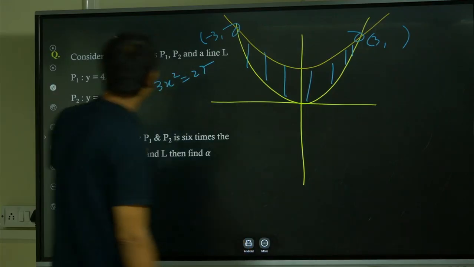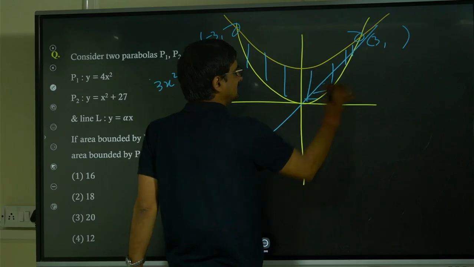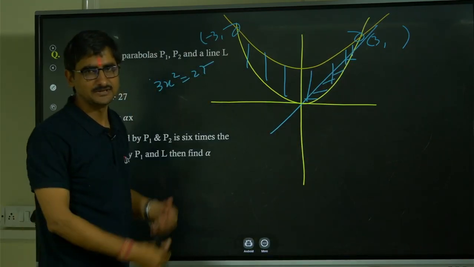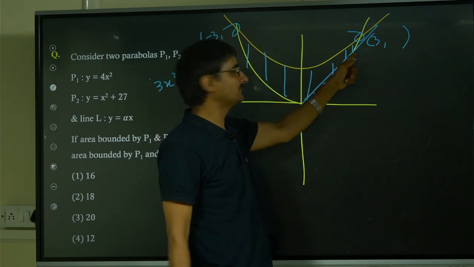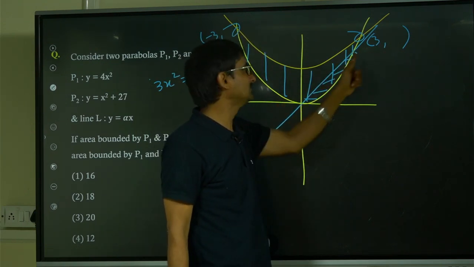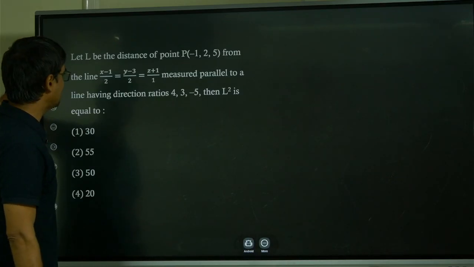Now the area between P1 and the line, that's it. This is just 6 times, so we can simply compare it, because the line is always above the parabola till its point of intersection, after 0 comma 0 and the point of intersection. So you can easily do it. I am not going into it, so we can find it out.